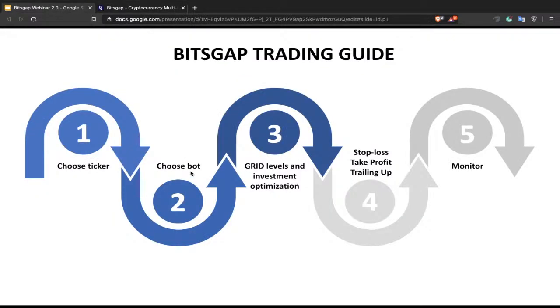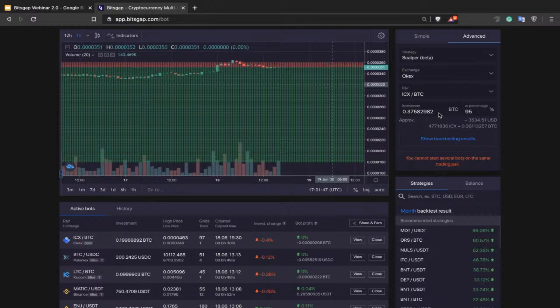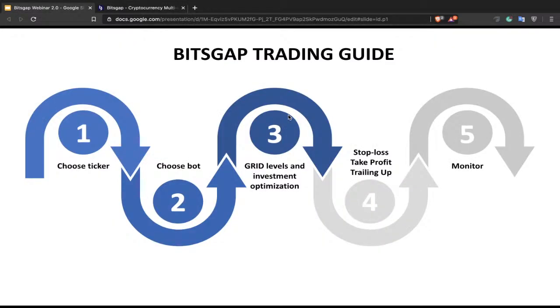So after you've chosen the bot, you have to define the grid levels. And as I showed you here, your grid level, like grid amount, depends on the available balance. So the more grid levels you want to have, the more investment you must allocate. All right. So make sure that you have enough on your balance and that you are able to proportionately distribute, to allocate your investments.